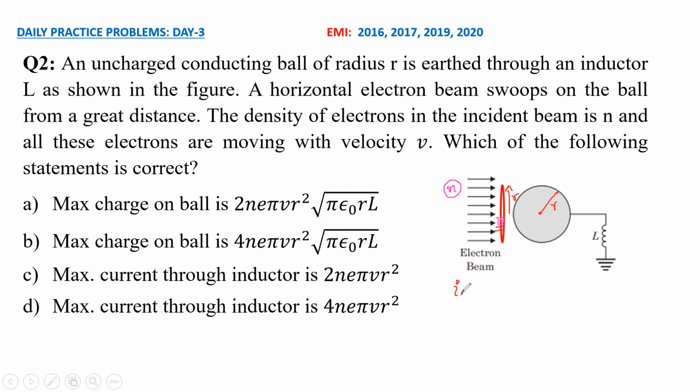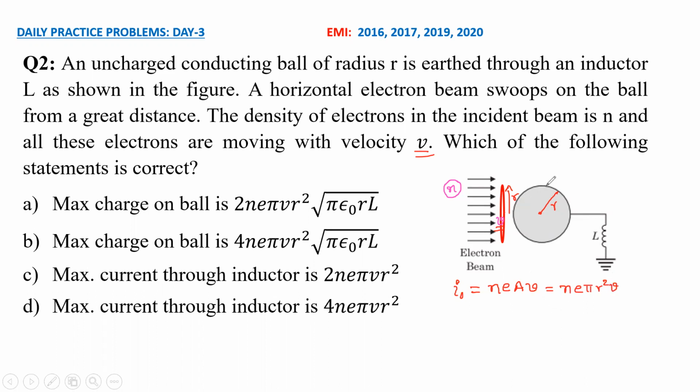So the incoming current I naught is nothing but n e A into v, which is similar to our current formula in current electricity, where we write I equal to n e A v_d. Just that instead of drift speed, here we have electron speed v. That is the only difference. So the sphere receives a constant current of n e A v, or n e pi r square v.